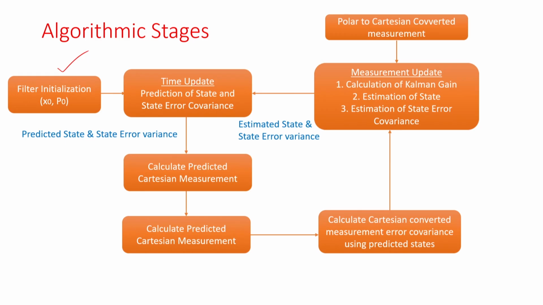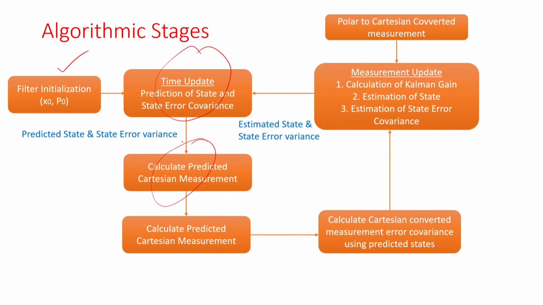You go for the time update. What is the time update? The Kalman filter does your state update and state error variance update. The predicted state is phi times x k minus 1, which you do using your state transition matrix. And the predicted state error variance is phi P k minus 1 phi transpose plus the process noise covariance. That will give you the predicted state error covariance. You got it through the time update.